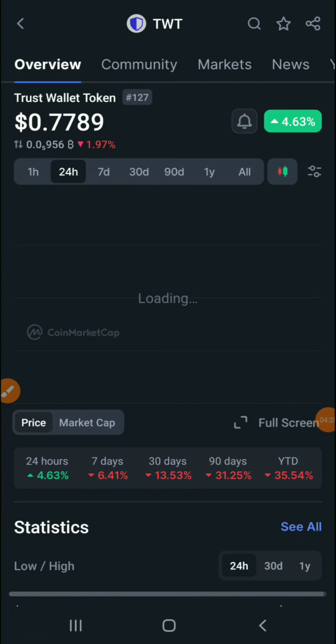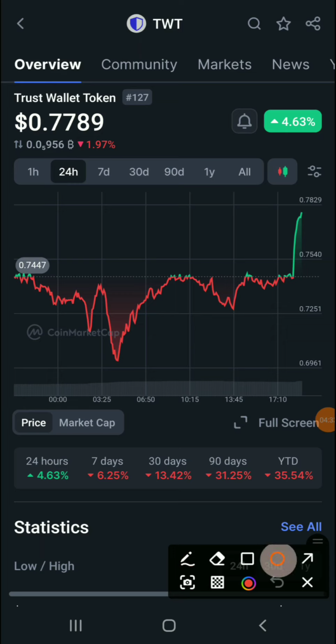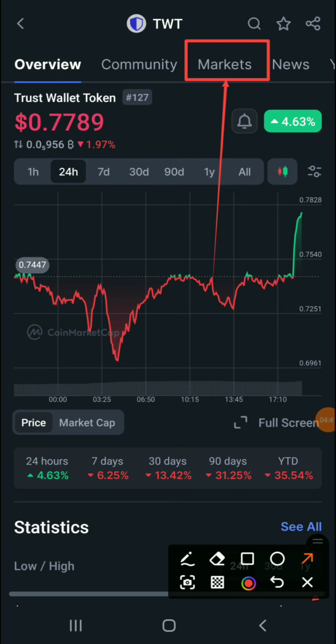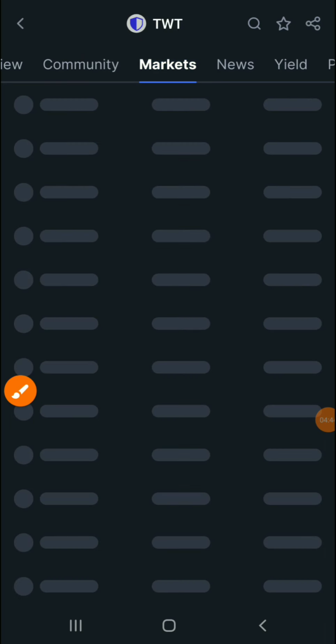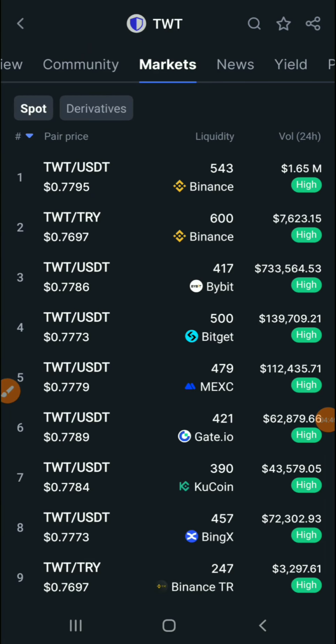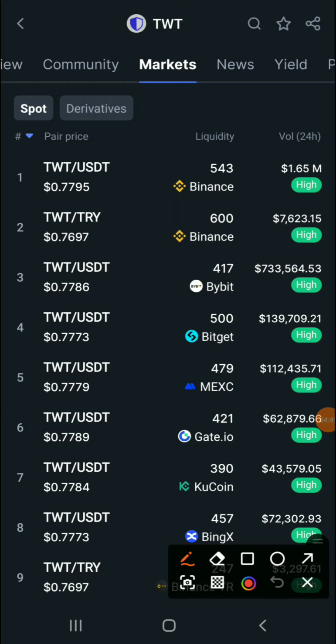So whenever you click on any token or any asset, the next thing you want to do is to go over to the market section right here, right? So all you have to do is to click on this Market. When you click on Market, it's going to send you to another interface that is going to display for you all the exchanges that this TWT is being sold, bought, or traded in, essentially, right?